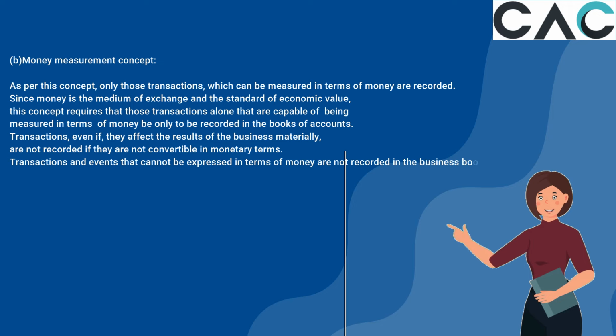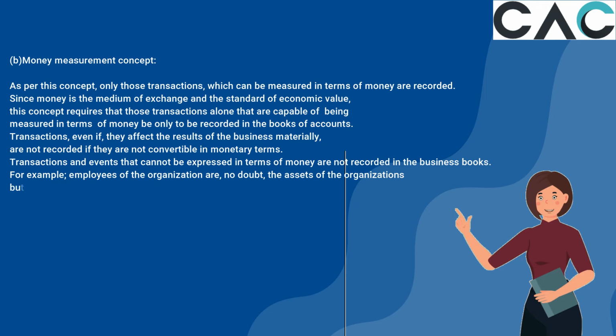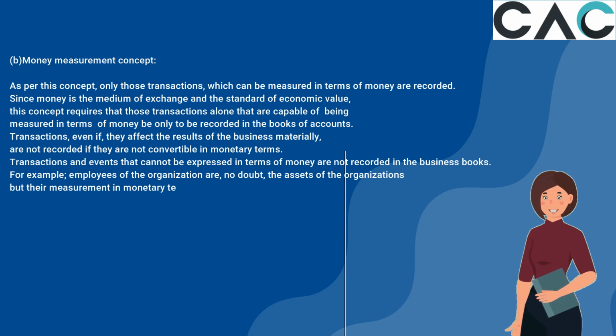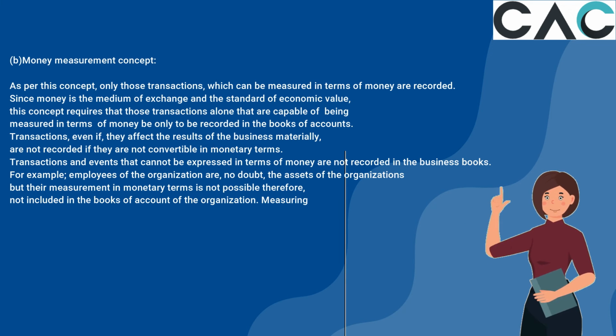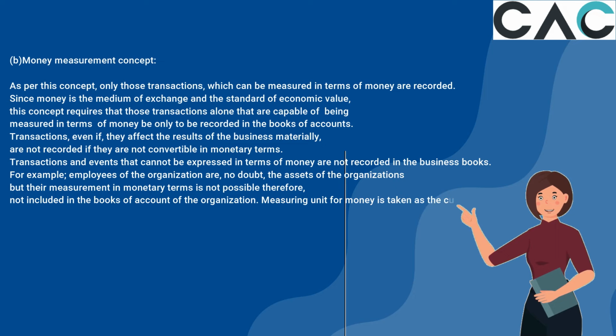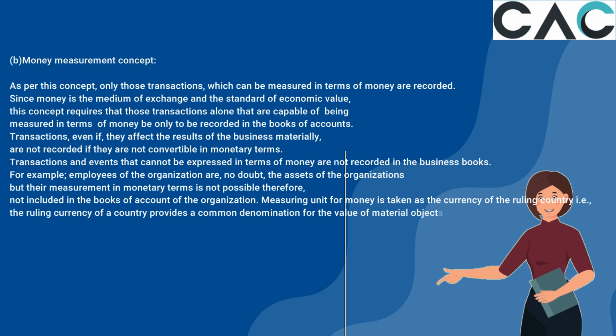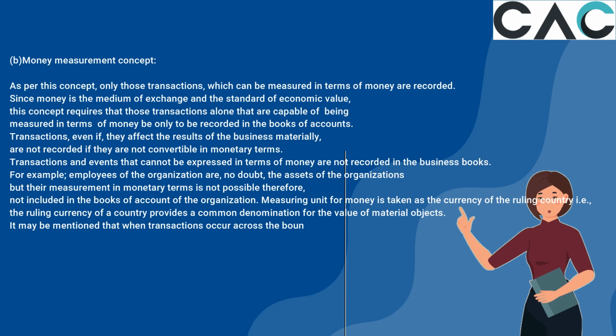For example, employees of the organization are, no doubt, assets of the organization, but their measurement in monetary terms is not possible, therefore they are not included in the books of account of the organization. The measuring unit for money is taken as the currency of the ruling country, i.e., the ruling currency of a country provides a common denomination for the value of material objects. It may be mentioned that when transactions occur across the boundary of a country, one may see many currencies.